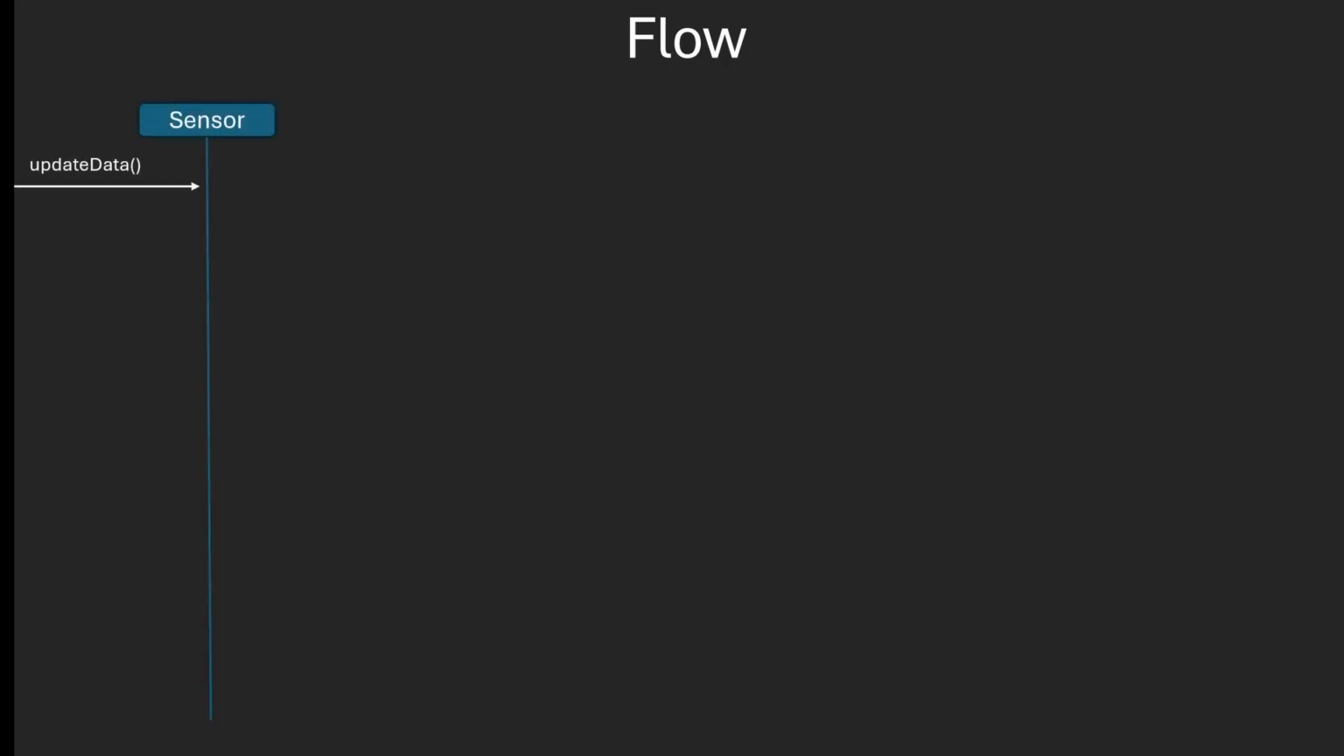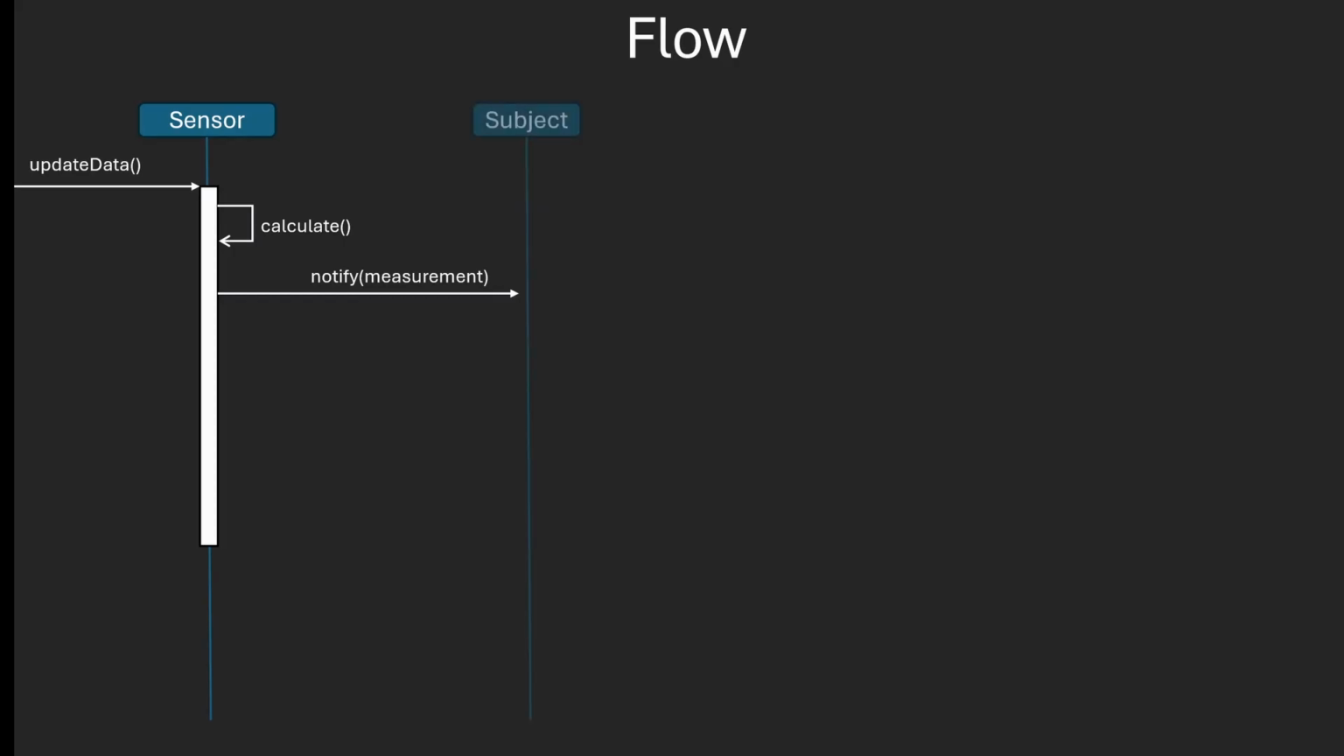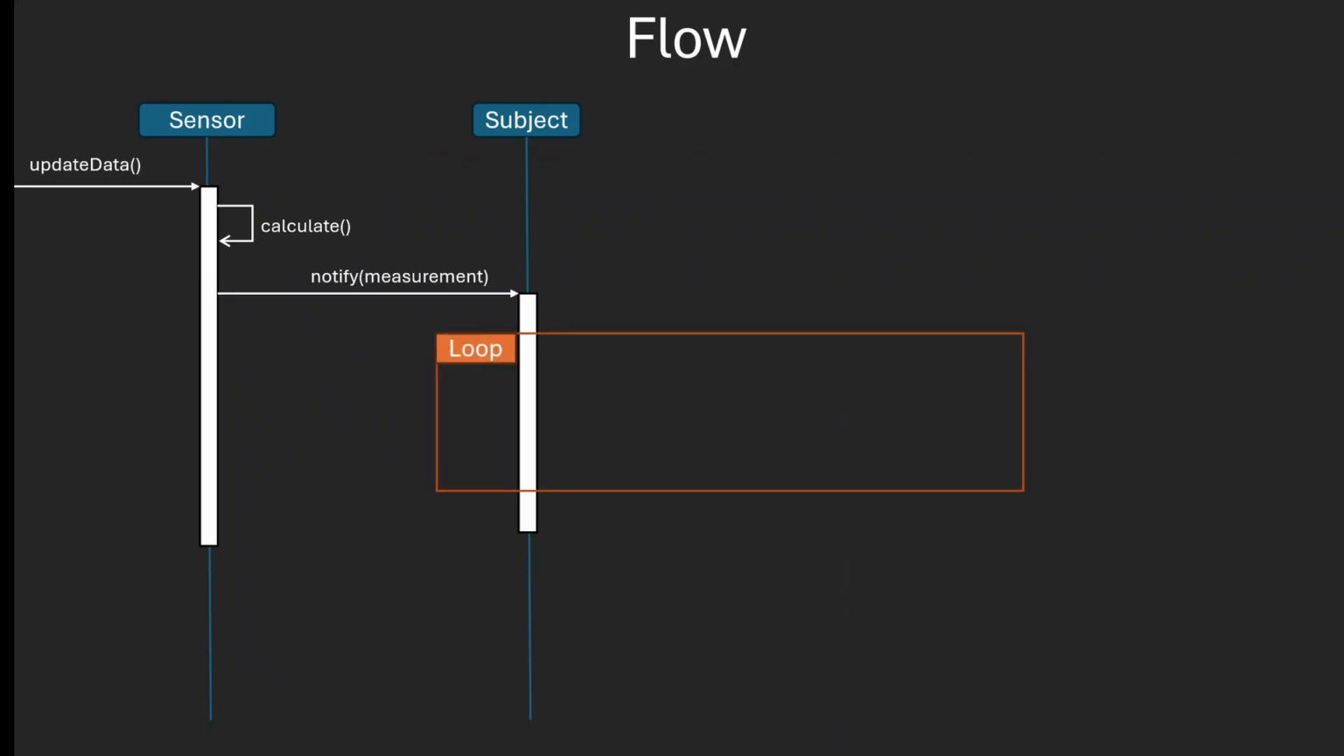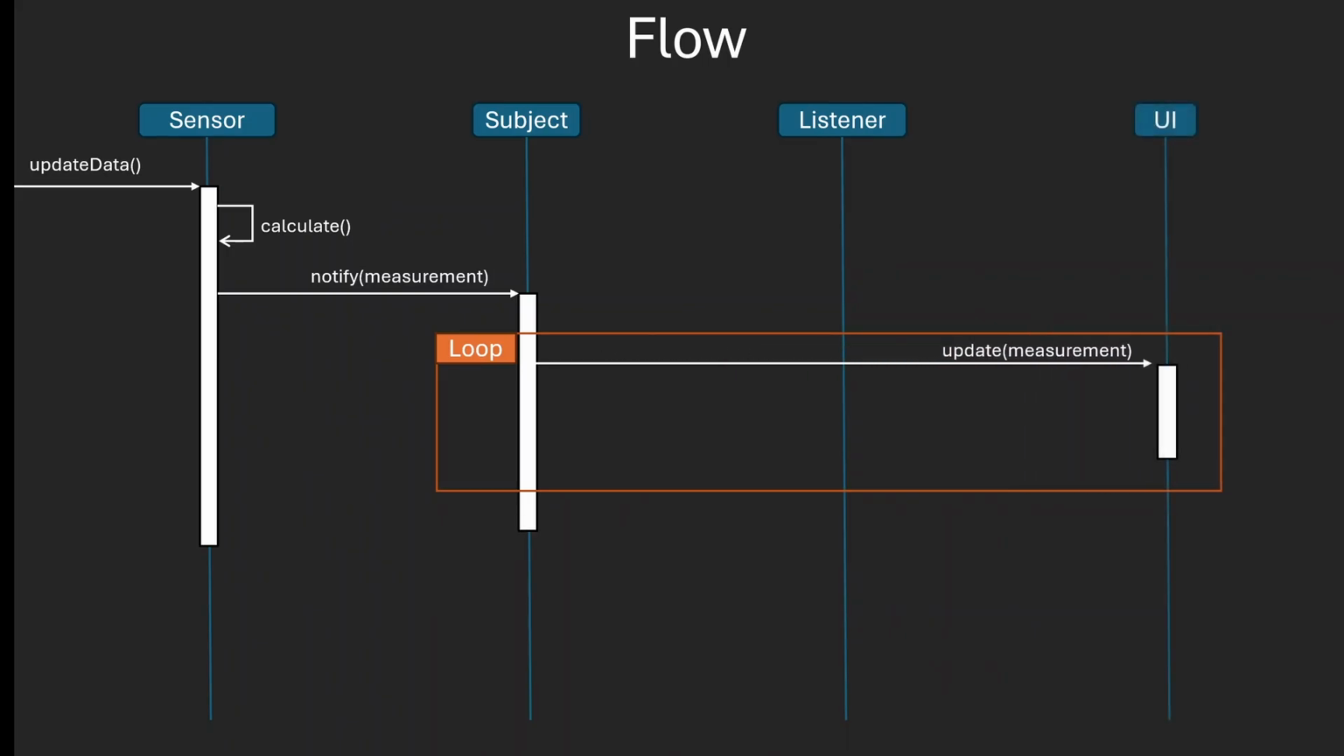Its method is called, so it updates its data. That method call came from a thread. It will do that update. Then it will call the notify method from the subject superclass with the new data. The subject will loop over all attached listeners and call their update method. Now, that update method is, of course, actually in the concrete listener. Here, that's the UI class.